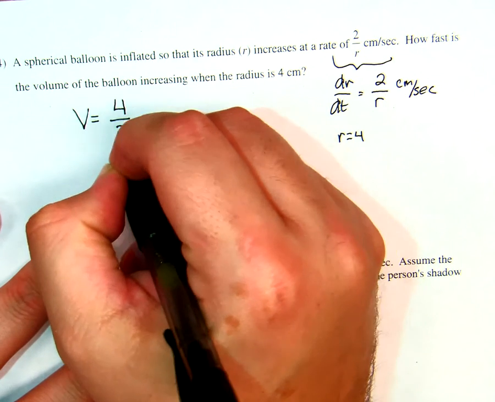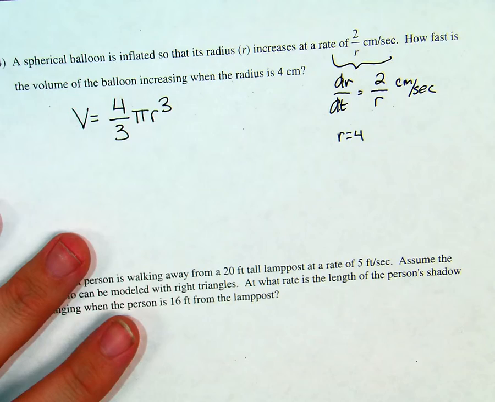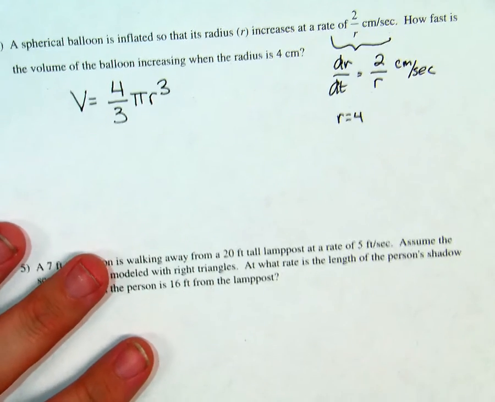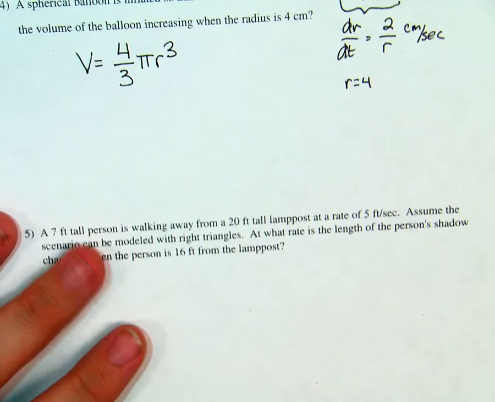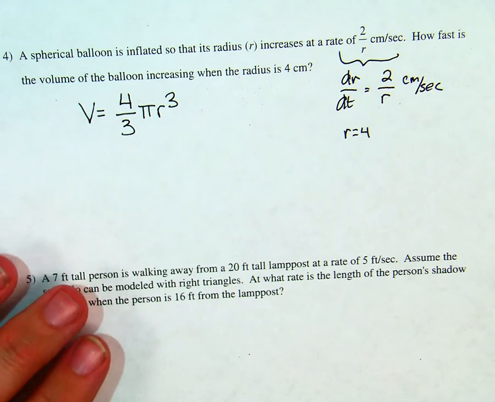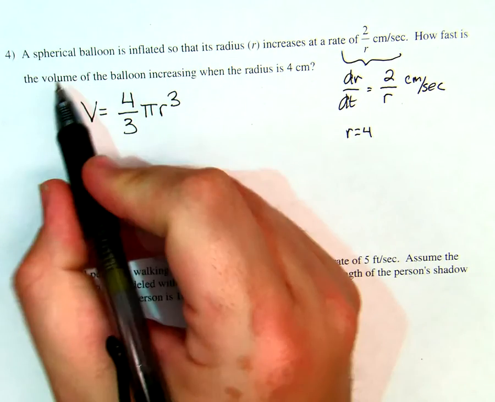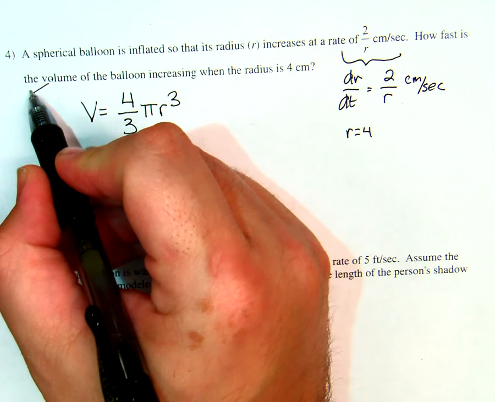Four-thirds pi r cubed. And now, all I have to do is, it says, how fast is the volume changing? So how fast the volume is changing is going to be dV/dt. So, what's the derivative of V?